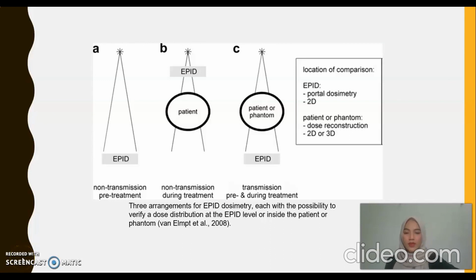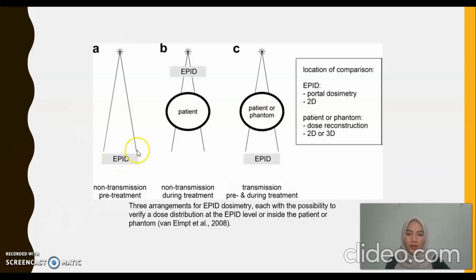Okay, so this is the configuration for the methods. The dose can be measured and determined at different locations with different configurations of the EPID, phantom or patient, as shown in this figure. First, non-transmission pre-treatment will acquire an image for each field without a patient or phantom in the beam. Like I said before, for non-transmission there is no patient or phantom in between the source and the detector.